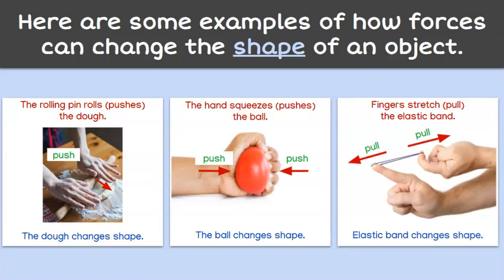Here are some examples of how forces can change the shape of an object. In this example, the rolling pin rolls, which pushes the dough, and the dough changes shape. In this example, the hand squeezes, which is a push, the ball, and the ball changes shape. And in this example, we have a pull force where the fingers stretch or pull the elastic band, and the elastic band changes shape.